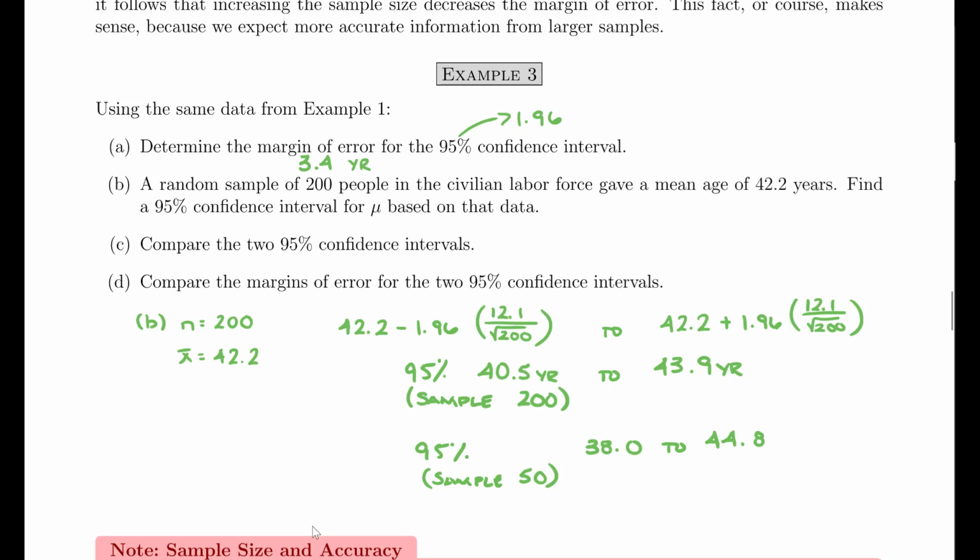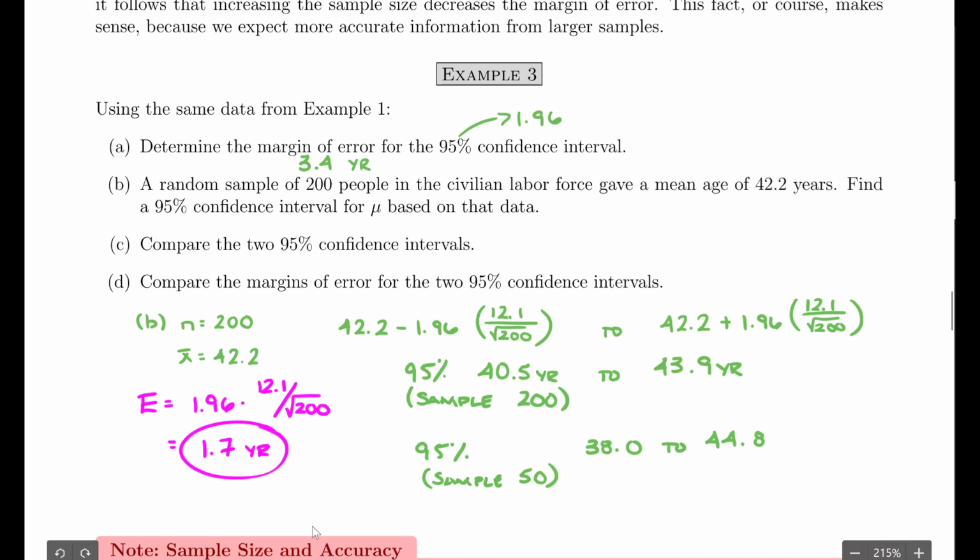Part D just simply wants us to calculate the two margins of error. We've already calculated the margin of error for 50 people. The margin of error for 200 would be our z sub alpha over 2 times sigma over the square root of 200. And when we simplify that, we get 1.7. So the margin of error when we increase our sample size to 200 becomes 1.7 years, as opposed to the 3.4 years when our sample size was only 50.